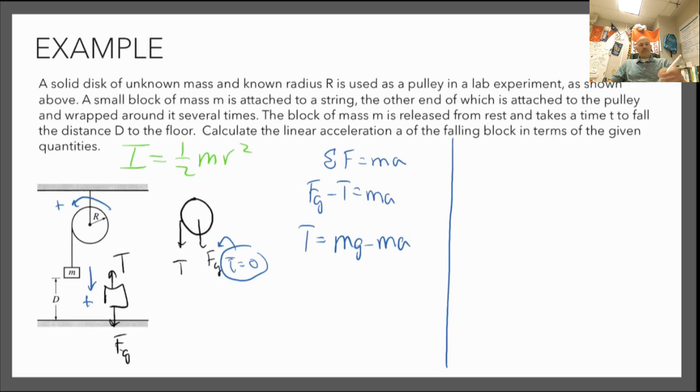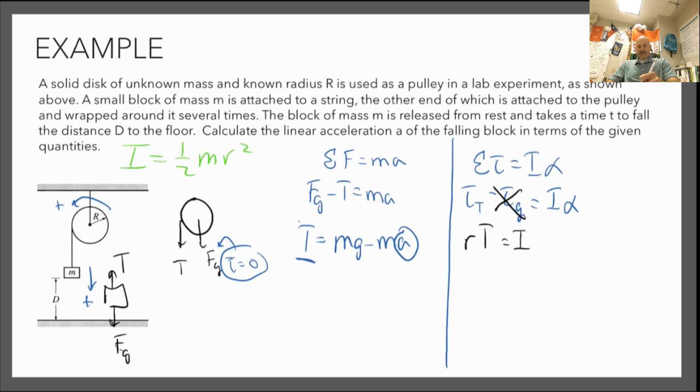Okay? But we're looking for a, but we don't have T. That's where our torque side comes into play. So we will say the sum of the torques is I times alpha. So how many potential forces are creating torque? There's two. So we have the torque caused by the tension minus the torque caused by gravity equals I times alpha. But understanding that gravity creates no torque because it's at the axis of rotation. So we have R times T equals I alpha.